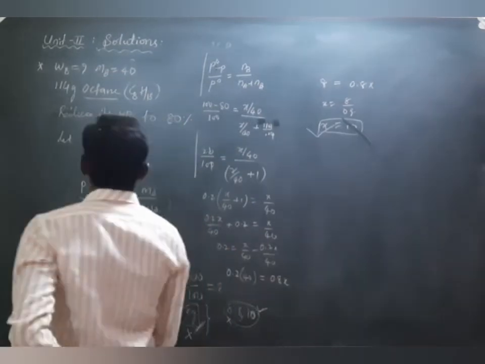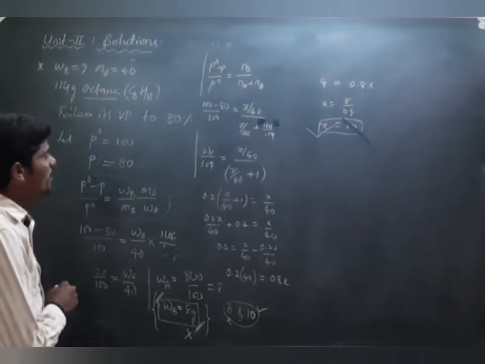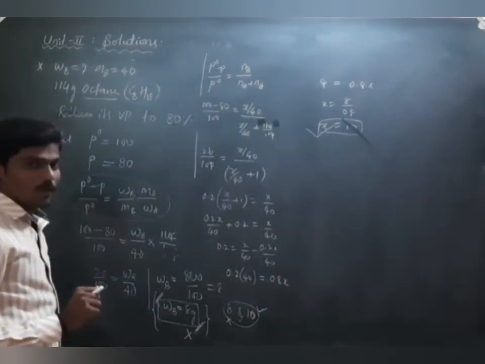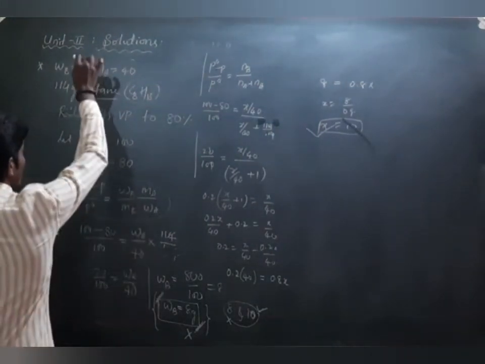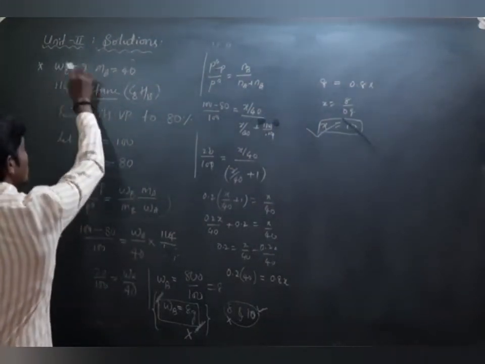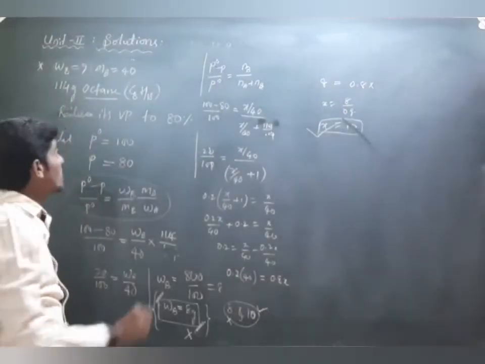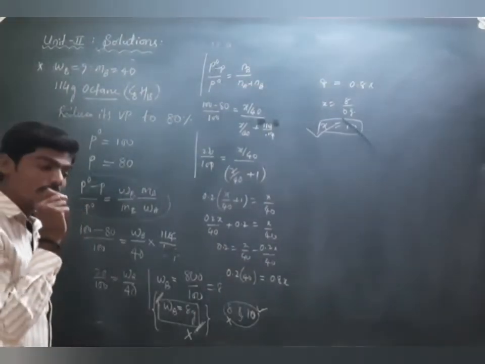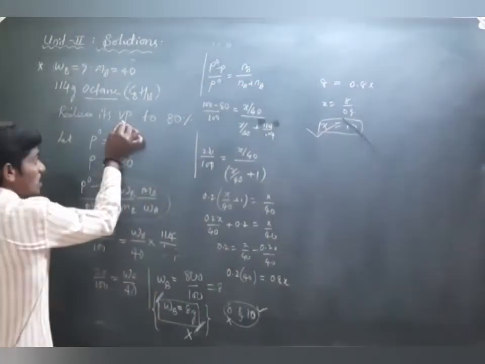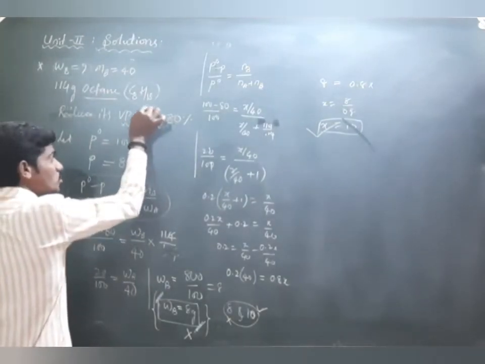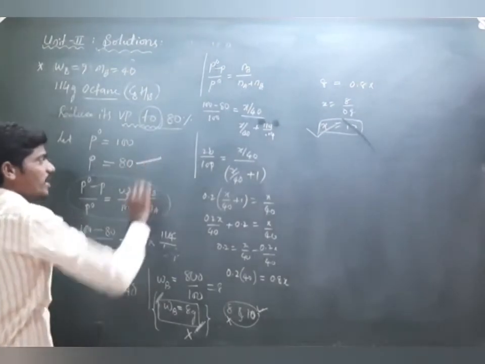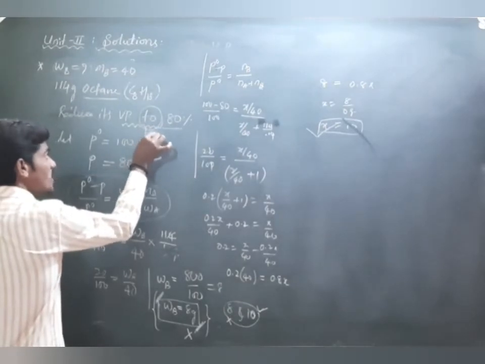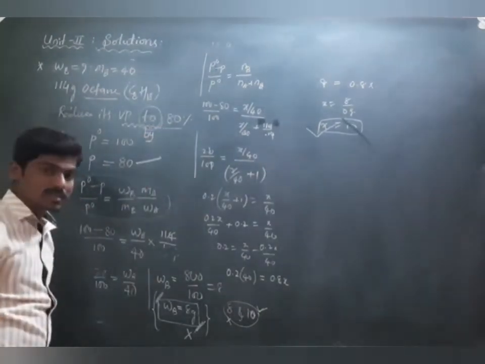One more important point in this problem. If in the question there is a small change, a grammatical difference, what is that? Calculate the mass of solute which must be dissolved in 114 gram of octane so as to reduce its vapor pressure by 80%. Here it is given, reduce its vapor pressure to 80%, then I am taking final as 80. Suppose if it is given, reduce its vapor pressure by 80%.